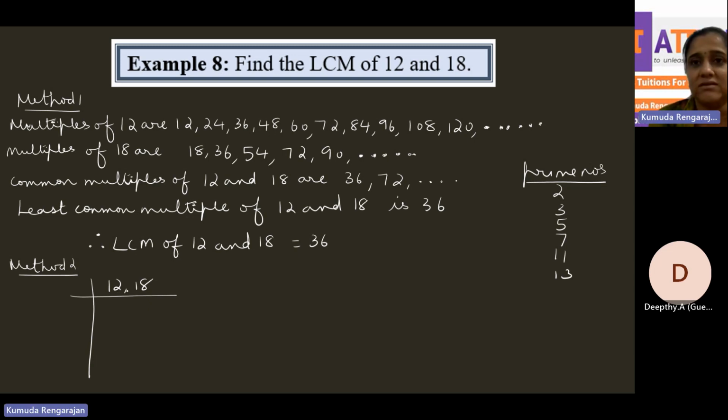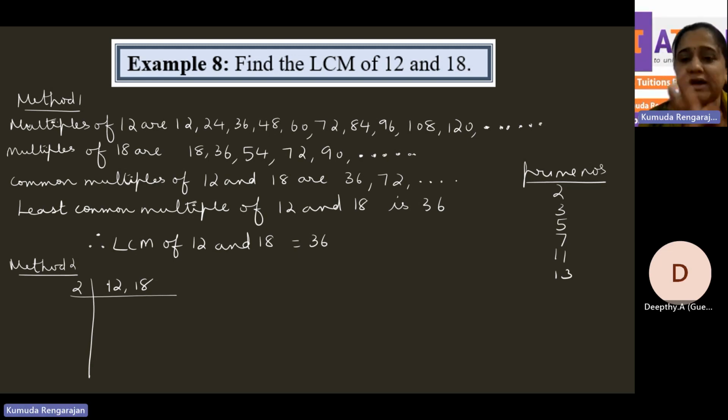You must start with the smallest prime number that is divisible by at least one of these two numbers. Now supposing you take 2. 12 is divisible by 2. That is enough. It's not important that both of them should be divisible. At least one number should be divisible. And you must start with the smallest number. See, you should start with 2. Now, 12 is divisible by 2. 18 is also divisible by 2.